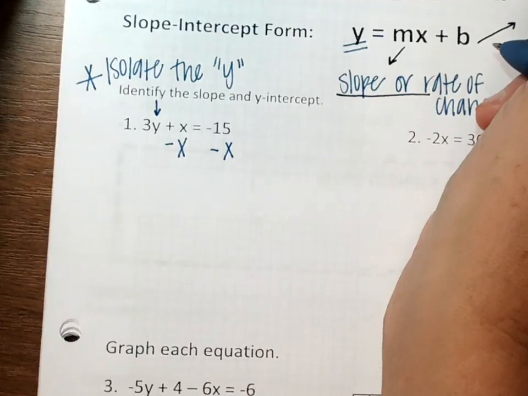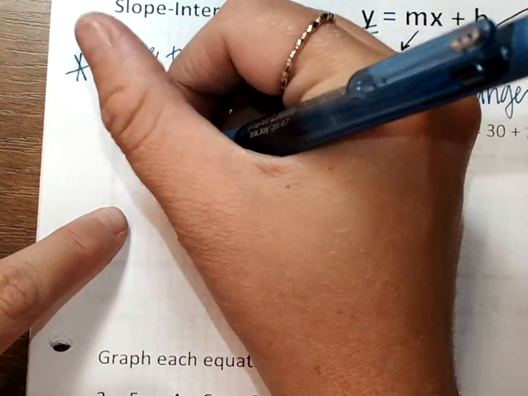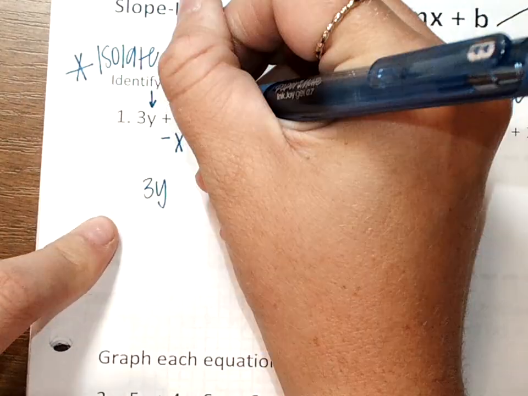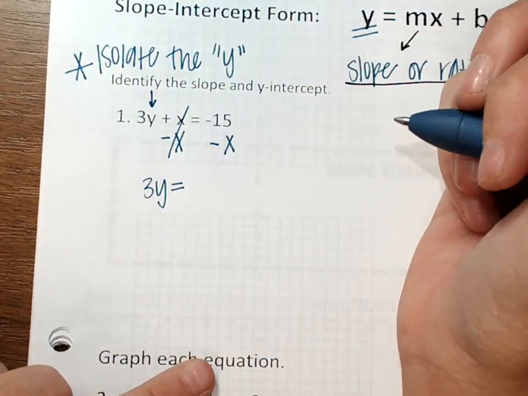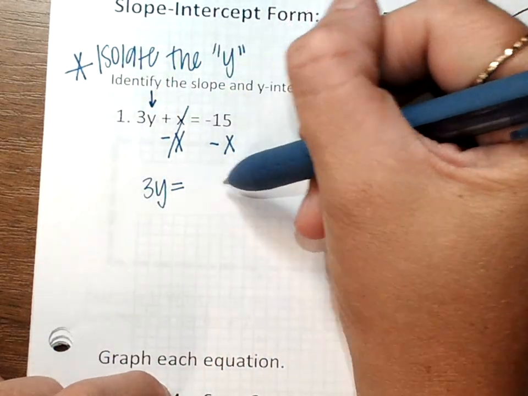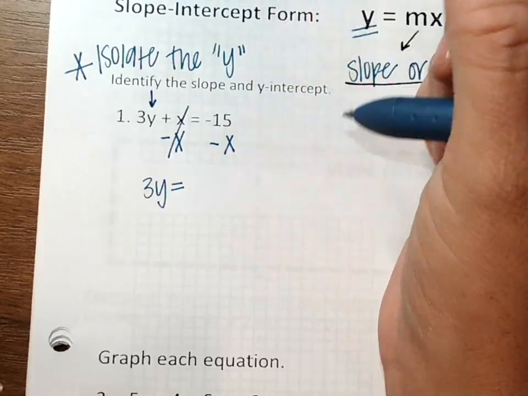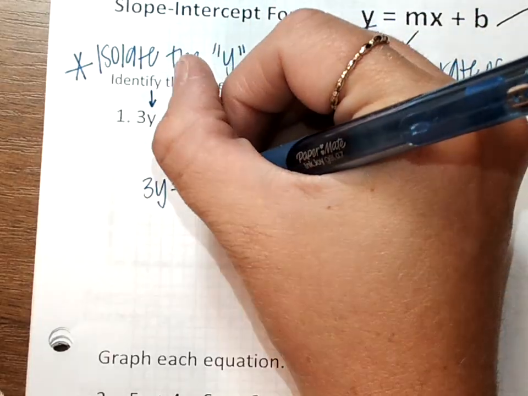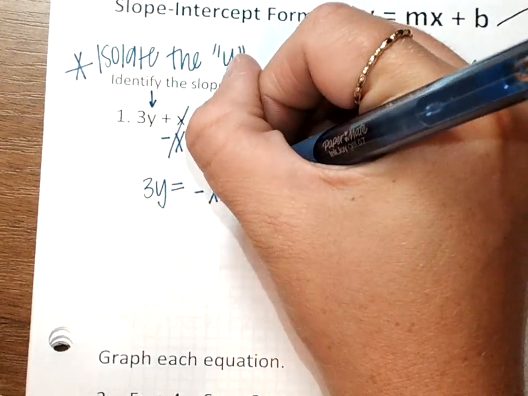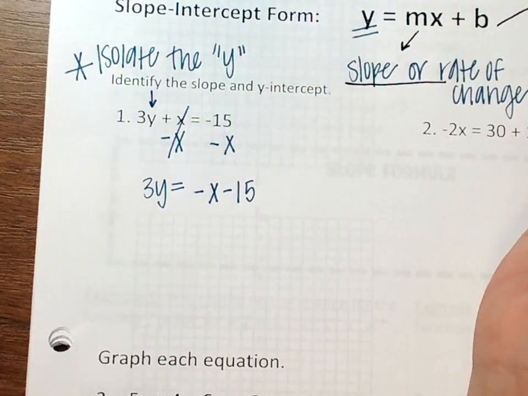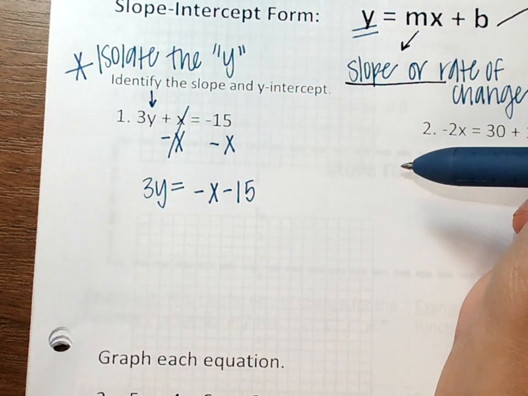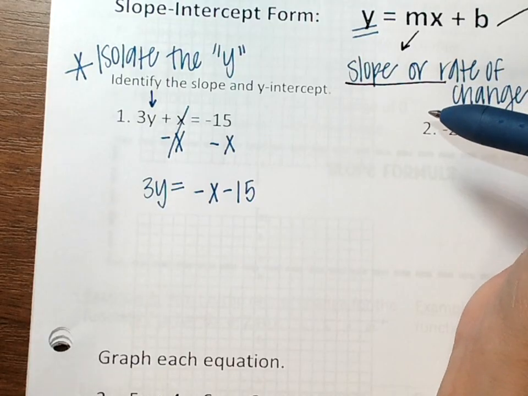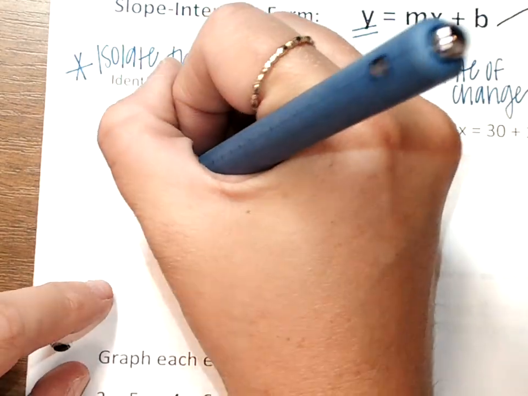Then I'm going to come down, and I'm going to say, bring down this 3y. There's nothing else over here now, that went away. Is equal to, and then what's the best way to write that over here since I'm trying to be in slope-intercept form? Negative x minus 15. Okay, put the x first since we're trying to be in that slope-intercept form where the x is first. Okay? When I'm done with that, okay, what do you do to get the 3 to go away? Divide it. Divide everything by the 3, okay?